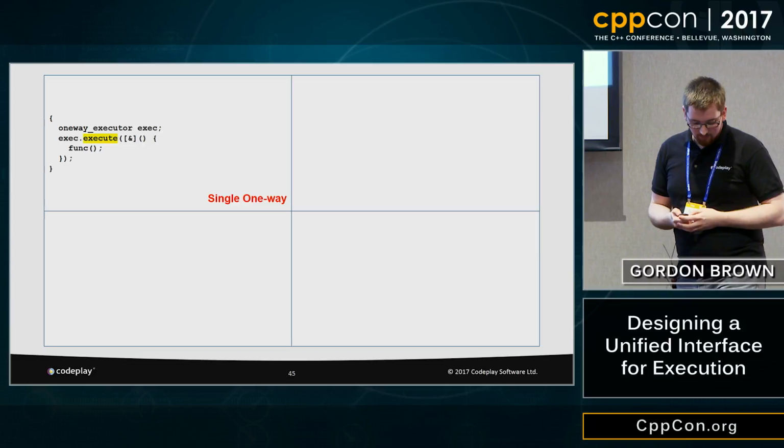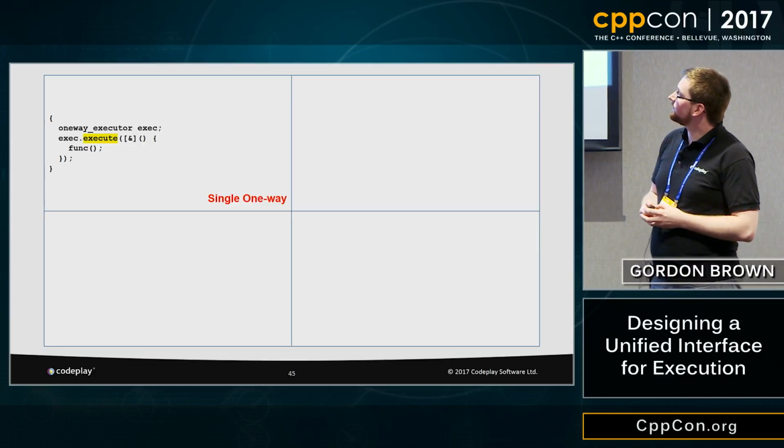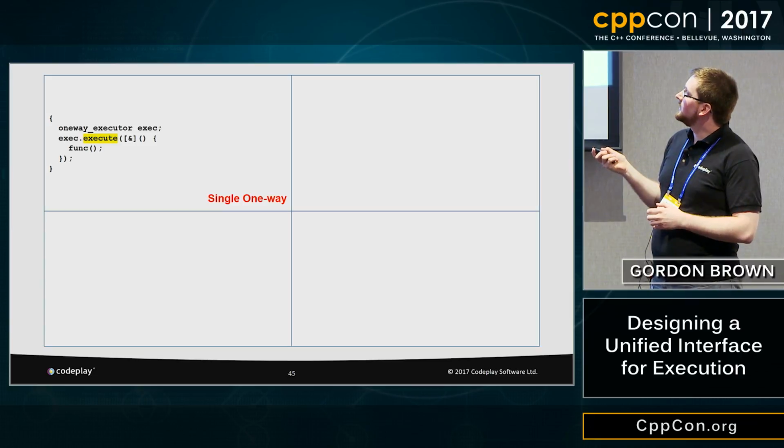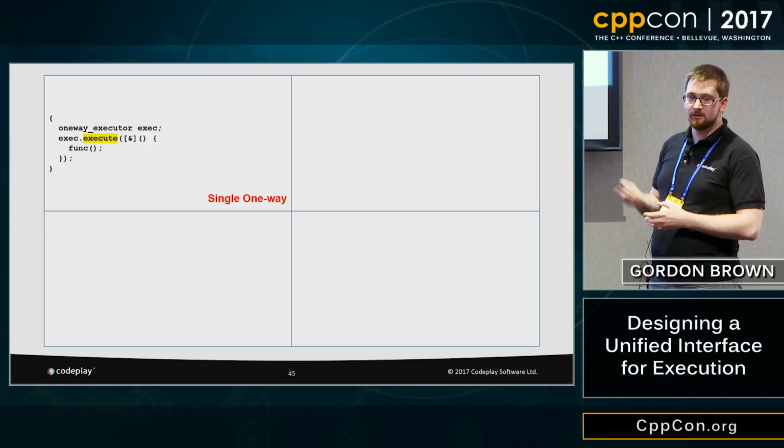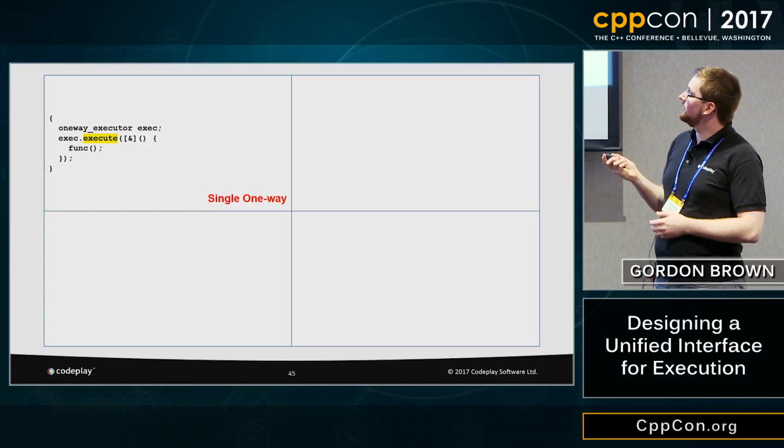So I'll give a little example of what these look like. First of all, this is the single one-way executor. Essentially you create an executor and you call execute. It takes a single parameter, the instruction stream. This is executed once.